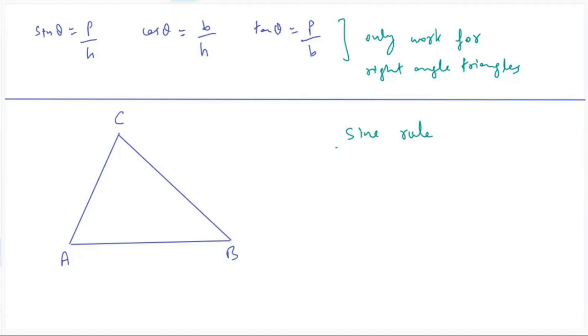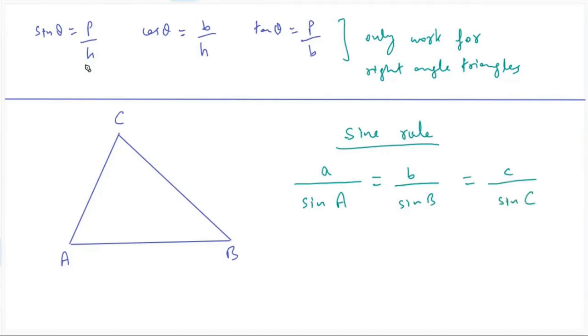Okay. Let's see how this is defined. Sine rule basically says in any triangle, that condition is not there anymore. It does not have to be a right angle triangle. It could be any triangle. In any triangle, there's a relationship between the sides and their opposite angles. a over sine A is equal to b over sine B, and that is equal to c over sine C.